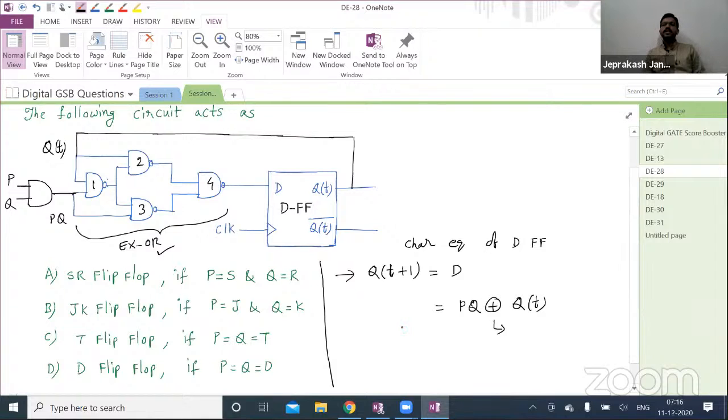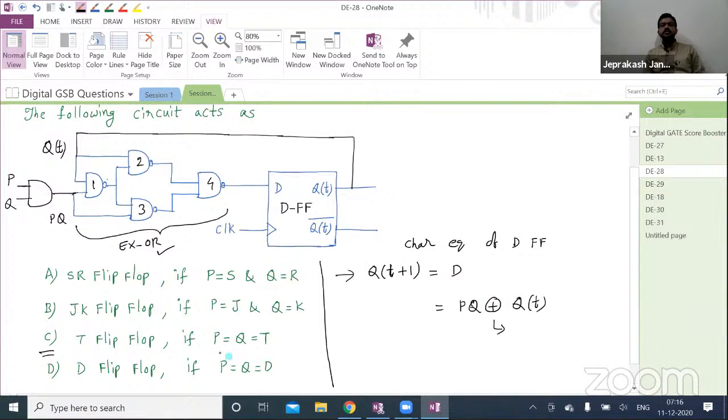In which flip-flop characteristic equation will you get the XOR operator? T flip-flop, right? Yes, very good. Very good, Michael, Rajshekhar, Srinivas. Yeah, T flip-flop. Among the 4 choices, you have the T flip-flop in only option C, right?